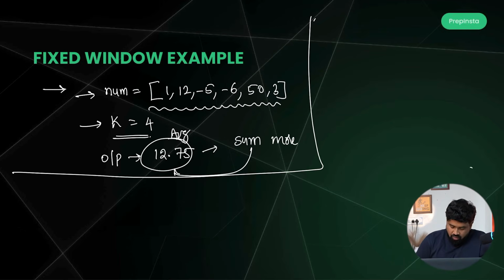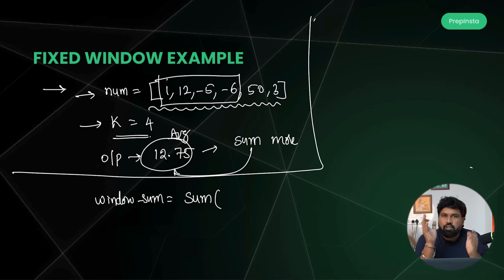So let's find it. First I will find the window sum. What does window sum mean? I will find the sum of the first 4 elements, and I will take that first 4-element sum as the maximum.